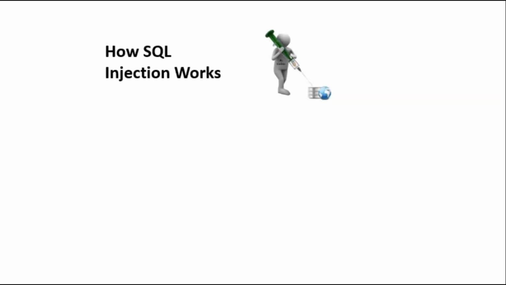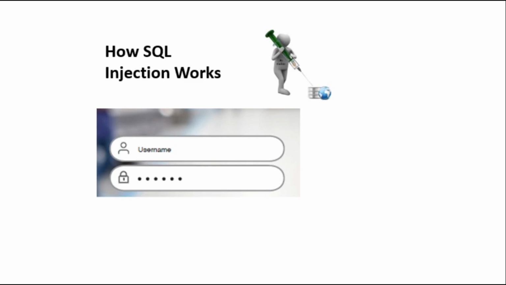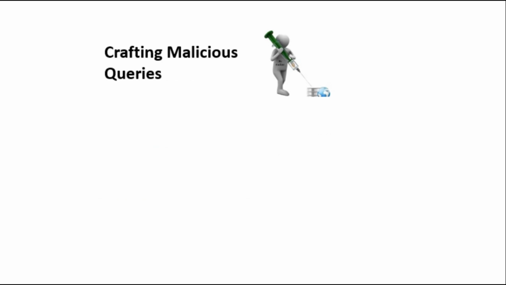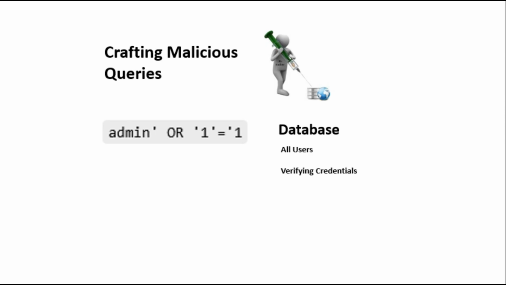How SQL injection works. The typical steps of an SQL injection attack include: 1. Identifying vulnerable inputs. Attackers find input fields that interact with the database, such as login forms and search boxes. 2. Crafting malicious queries. An example is injecting this query into a login form. This query tricks the database into returning all users, instead of verifying credentials.